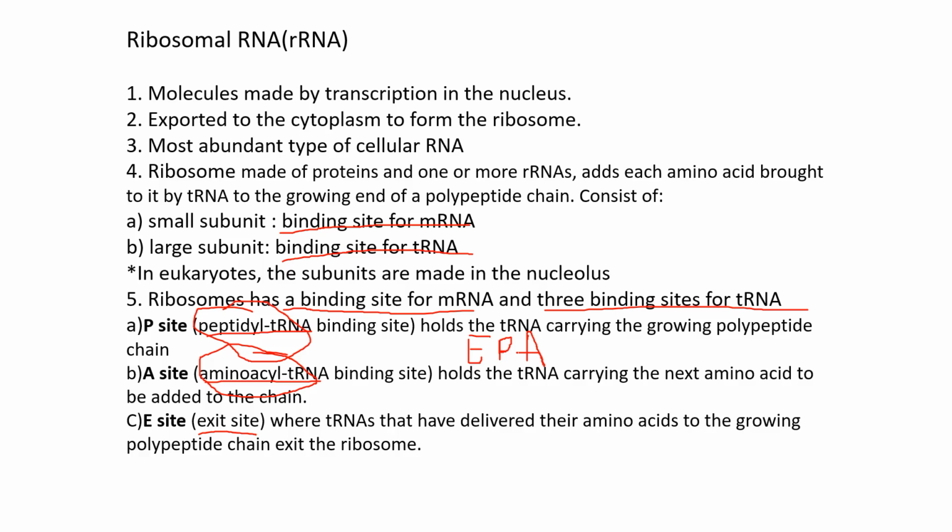So the A site, it's like just arrived. The tRNA that just arrived in the last subunit of the ribosome stays there. Okay, any new arrival of tRNA at the last subunit will land in the A site. After it lands on the A site, it will proceed to the P site and then finally to the E site.